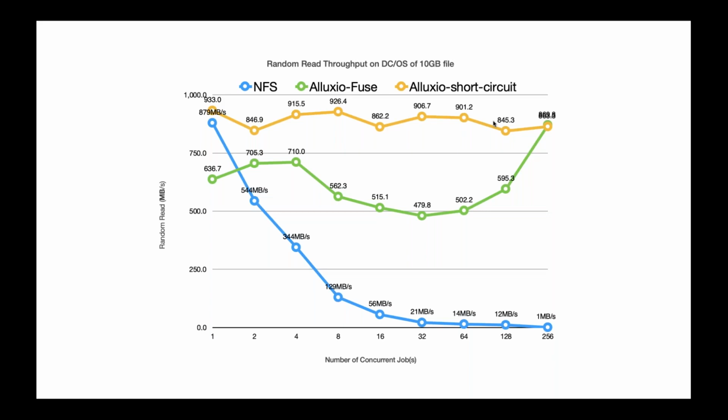But with Alluxio FUSE running on short circuit, which means a short circuit to the memory, the speed is very consistent, no matter how many jobs we throw at it. Whether it's 128 concurrent jobs or 256, it levels out pretty consistently throughout. Let's go to the next slide.